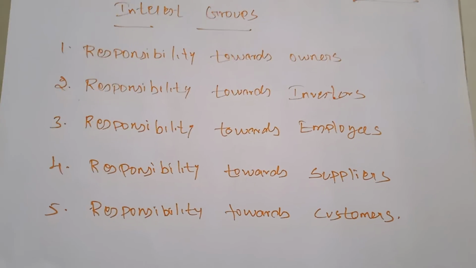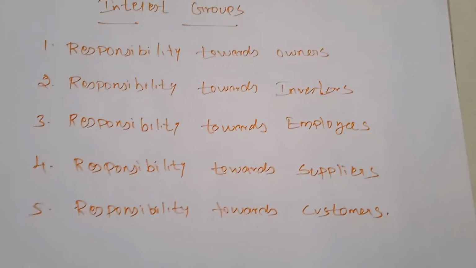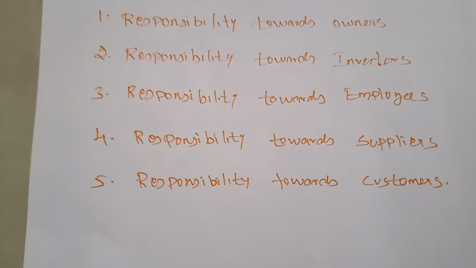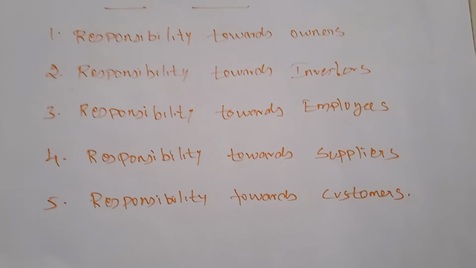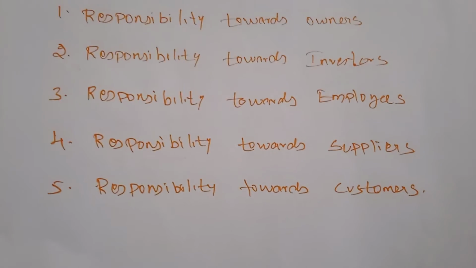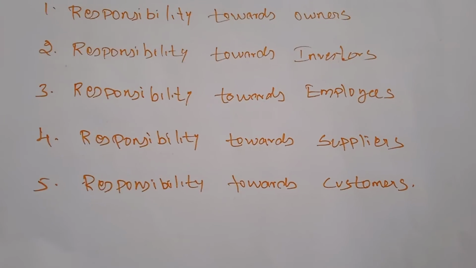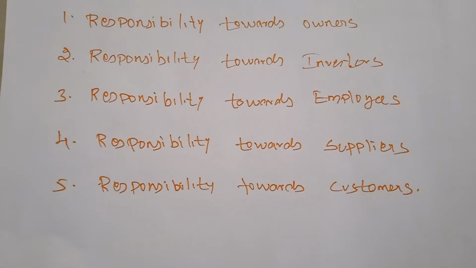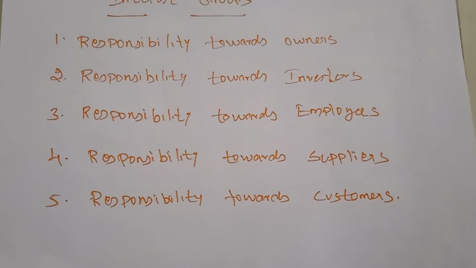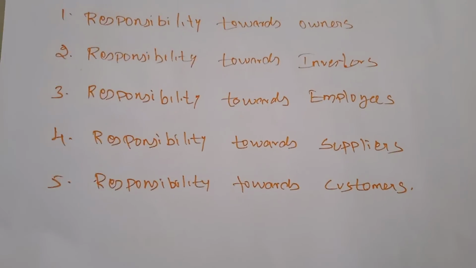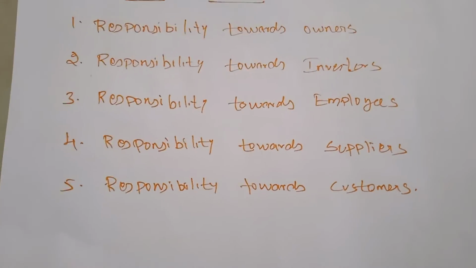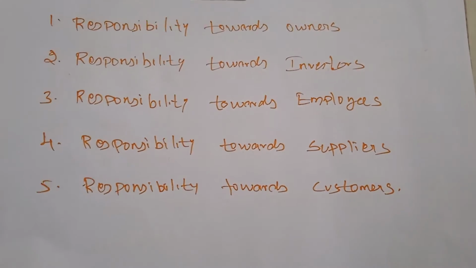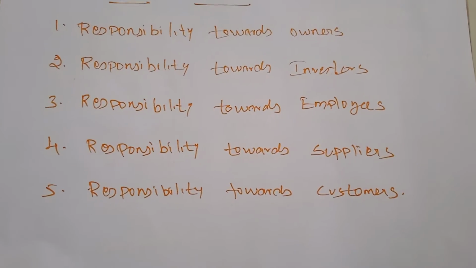Next, availing reasonable credit period. So the credit period means the suppliers will supply the raw materials to the producers on the basis of credit. But the credit amount has to be paid to the suppliers within the proper time. Next, timely payment of dues. So the dues may be in any of the ways, but whatever the dues are, they have to be paid to the suppliers within the proper time or on a regular basis.